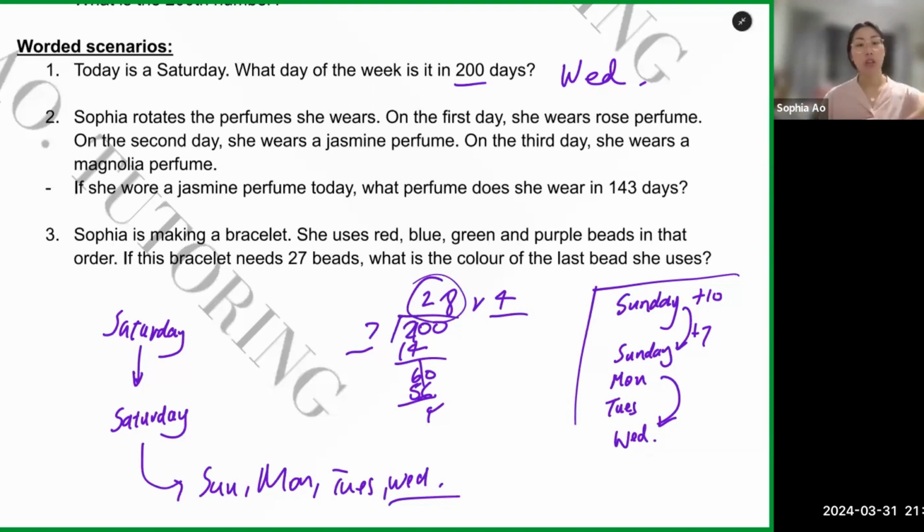Be really careful with that. Don't then go Sunday and count another bunch from there. Or don't just say Sunday is the answer. Just be really careful with that. Hopefully it's clear what I mean there. Okay, and now let's move on to question 2.